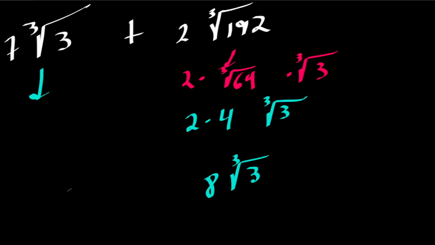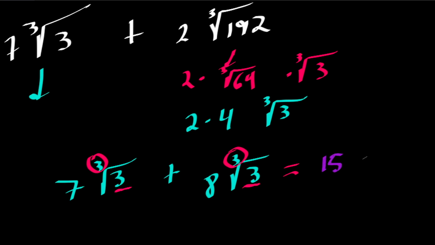All right, so now if we bring down 7 cube root 3, you can see that in both of our terms we have a cube root, and then what's under the radical, or the radicand, is the exact same, which means we can combine these. So we can add the coefficients, 7 plus 8, which is 15, and then we get cube root 3.